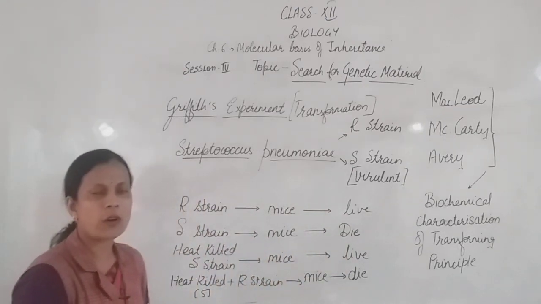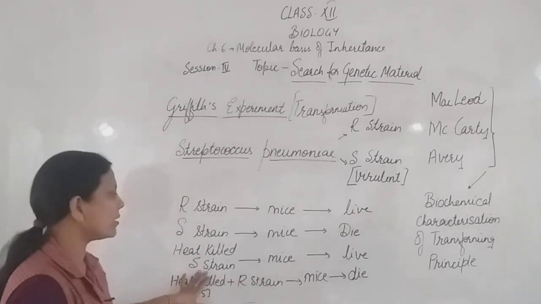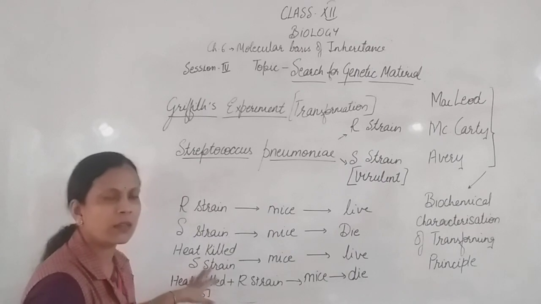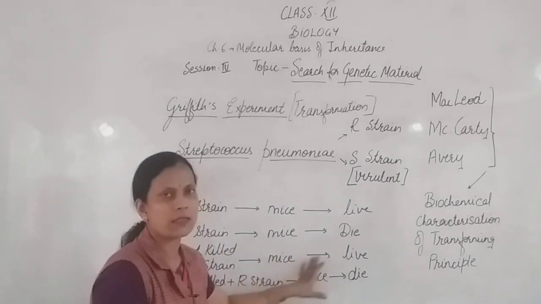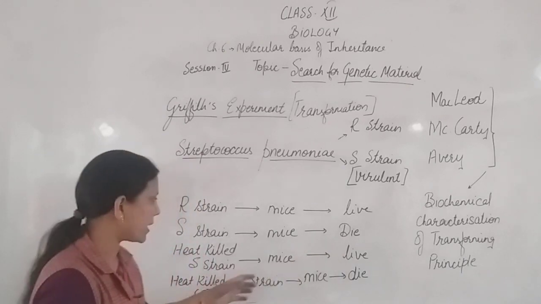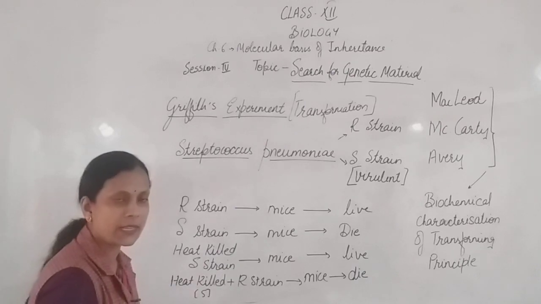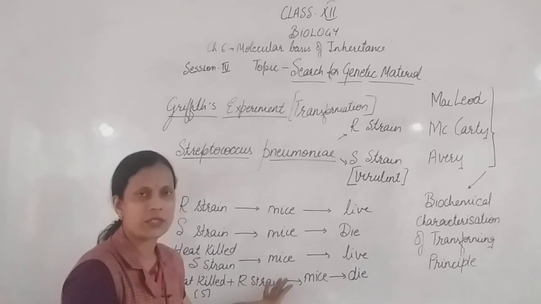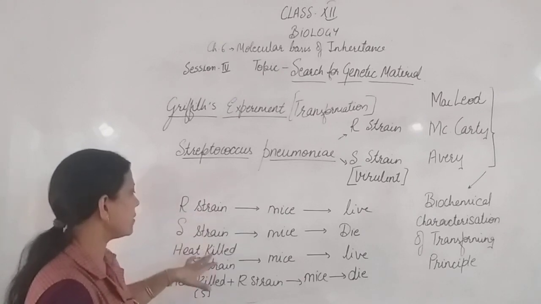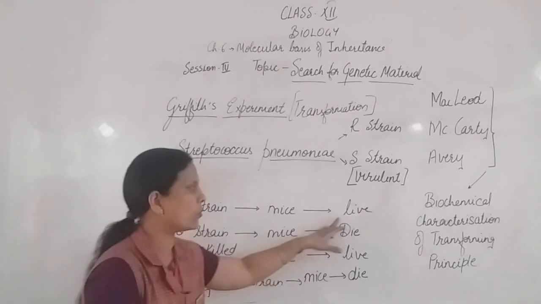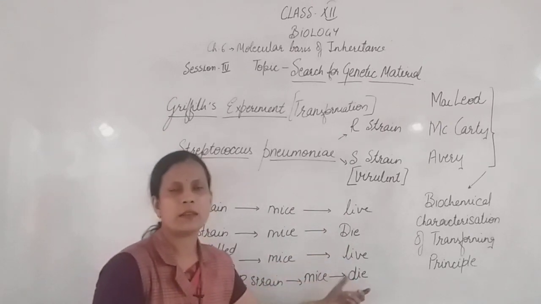Next he wanted to find out what causes the mice to die. So he used heat killed S strain bacterium. He used it in a killed form and injected it, and the mice survived. To his surprise, the next thing he did was use heat killed S strain plus live R strain. When the R strain and the heat killed S strain were used alone, the mice survived, but when they were used in combination, the mice died.